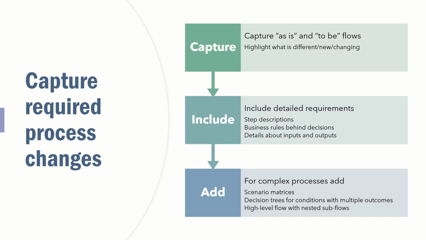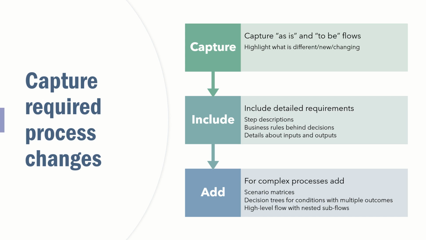Now that you've determined what process changes are required to make it more optimal and more efficient, you need to capture those requirements. This is where your business analysis skills of documenting requirements and presenting requirements in different ways will come in handy. You may start with capturing as-is and to-be process flows, where ideally you want to highlight what's different or new or changing to make it very clear. You will always need to include more detailed requirements.